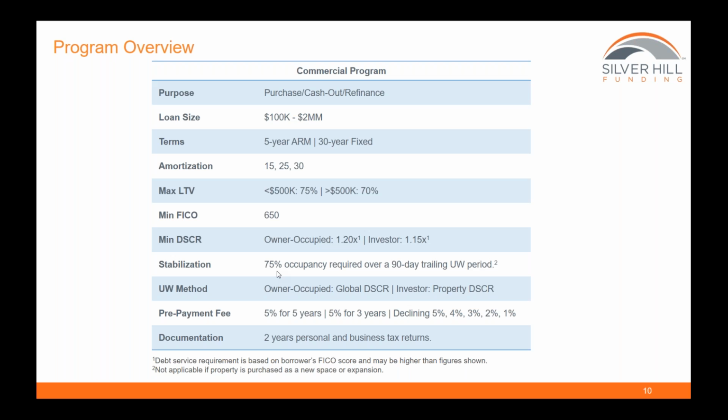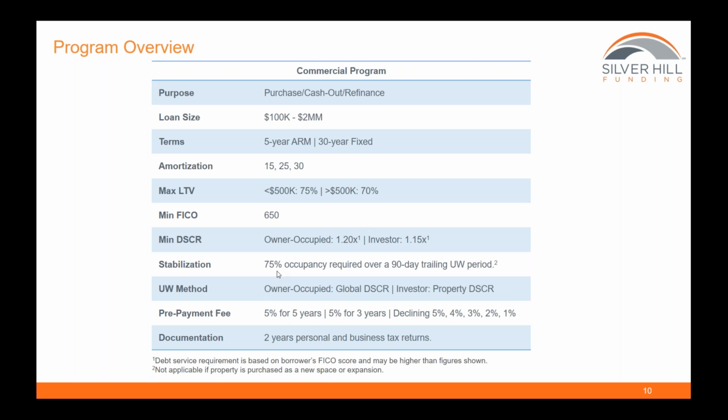My suggestion always on prepayment fees is that, look, with our program, we have a 5-year ARM and a 30-year fixed. If you're going to do either and stay in the property for that 5 years, as a borrower, you may as well take the longest prepayment fee period because it's going to get you a lower rate.